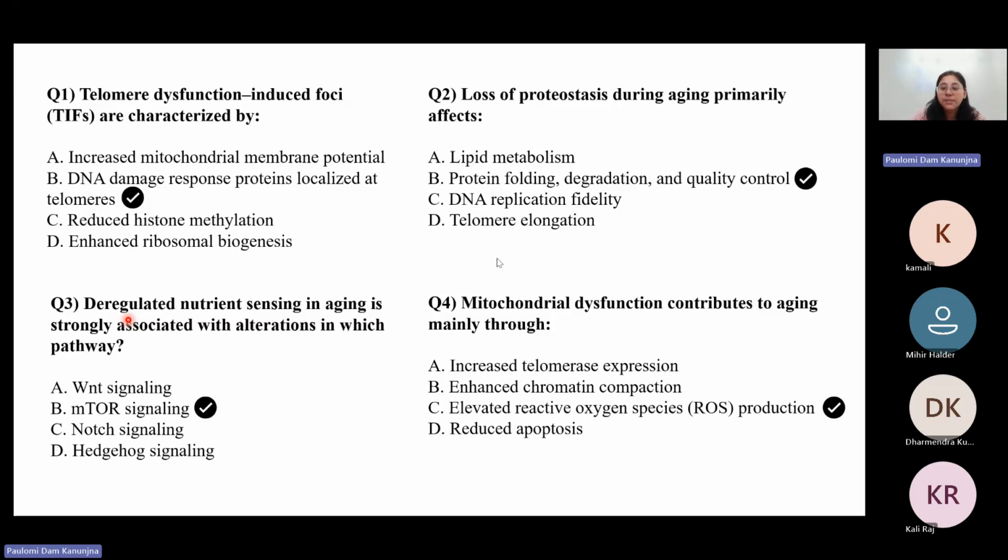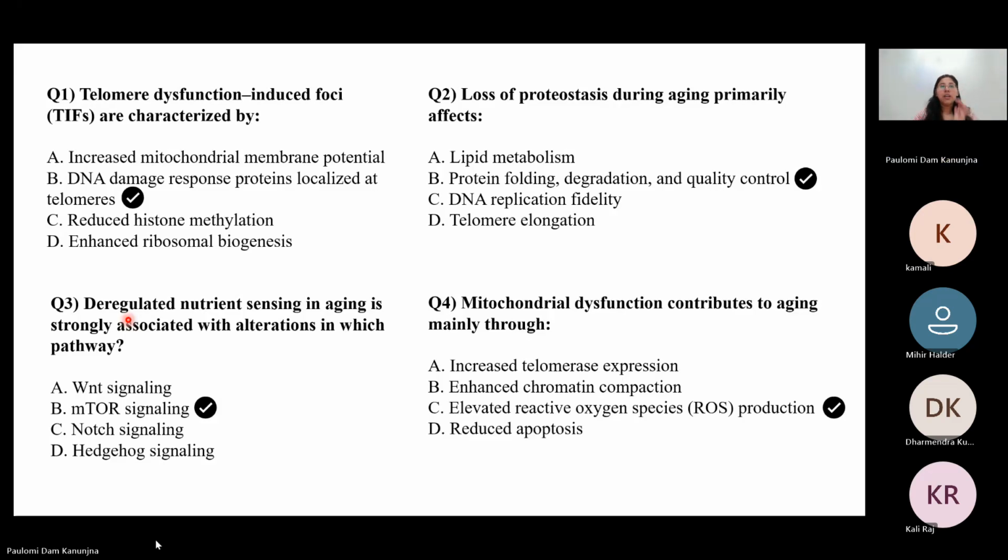And the last one here says mitochondrial dysfunction contributes to aging via elevated ROS production. ROS is reactive oxygen species, which are not good for cell health. Along with these, you also have DNA damage, protein and lipid damage, because you can imagine if mitochondria is not functioning properly, you will also have problems related to the DNA, protein, and any other biomolecules in the cell. Okay. All right.